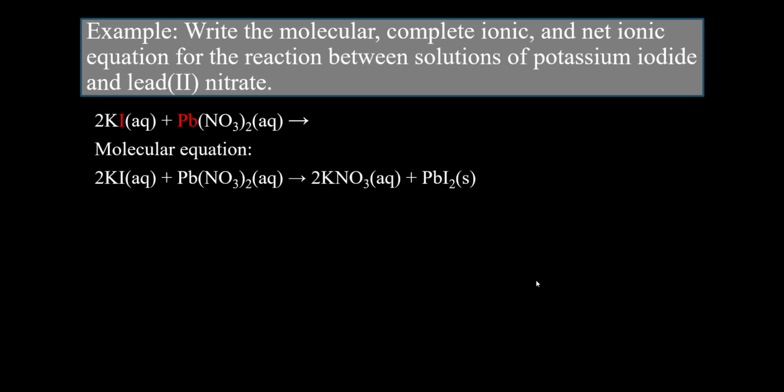So we combine the new combinations. We say, all right, so the new combinations are potassium nitrate and lead iodide. And then we go ahead and balance the entire equation. That's the molecular equation. So what's different about this and the ionic equation?